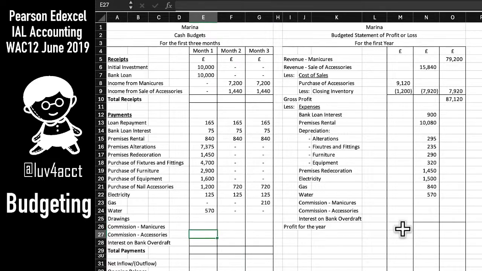Nothing for month 1 for both manicures and accessories. And then for month 2 onwards, it will be 3,600 multiplied by 35% commission, 1,260. Also for the next month. So commission for manicures, 1,260, goes for 11 months.